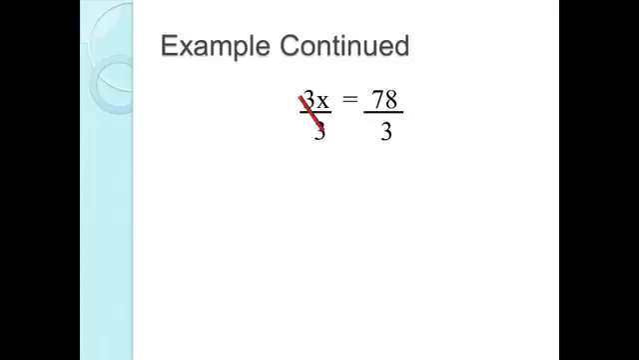Some may ask why we can cancel 3 divided by 3. If you think about it, 3 divided by 3 is 1, and 1 times x just leaves us with x. So dividing by 3 does isolate x on the left-hand side of the equation. Dividing by 3 on the right-hand side of the equation gives us 26, so x is equal to 26.